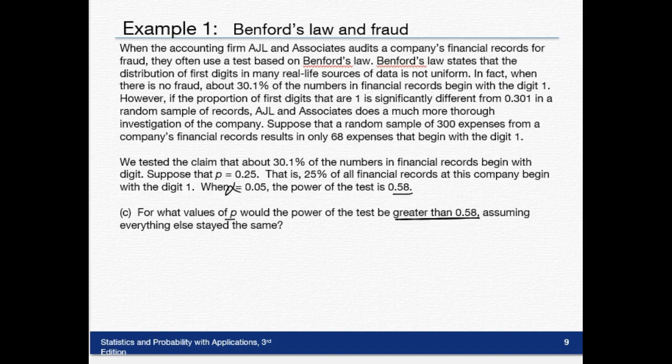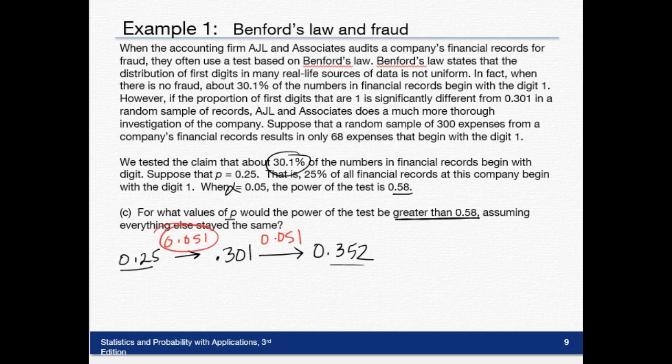So let's think about what the power is right now. Right now our sample proportion is 0.25, right? And the null value is 0.301. So we look at the difference between 0.25 and 0.301, and this is 0.051. So if I add 0.051 to 0.301, I get 0.352. Okay, so it's saying this has the same power, right? If I found a sample here and I found a sample here. So it's trying to increase the power by increasing this distance right in here. Okay, we want to increase this change.